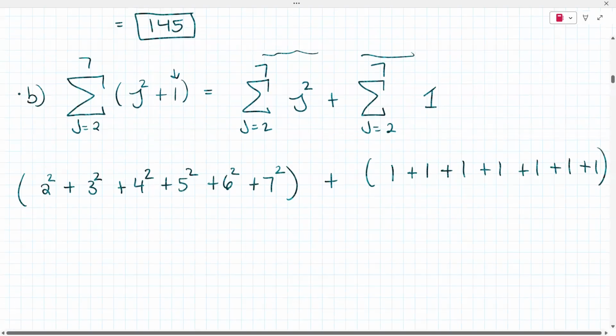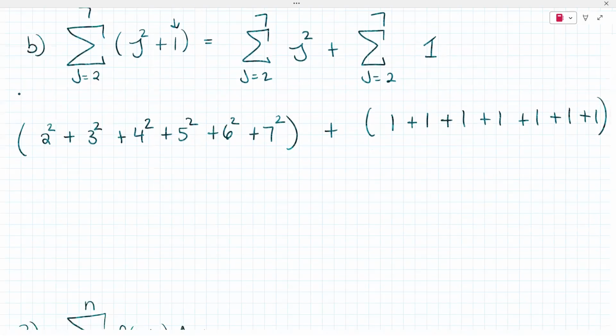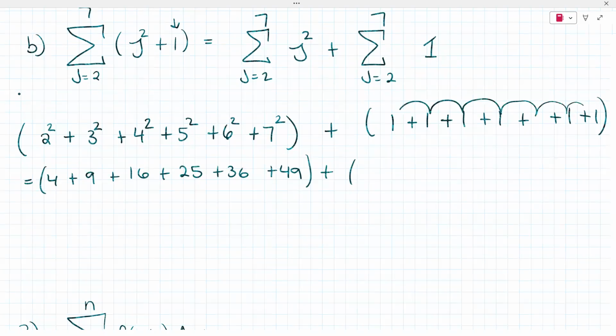Okay. So when you put it all together, 2 squared is 4, 3 squared is 9, 4 squared is 16, 5 squared is 25, 6 squared is 36, 7 squared is 49, plus what's 1 plus 1 plus 1 plus 1 plus 1 plus 1 plus 1? That's 6. So that's 145.